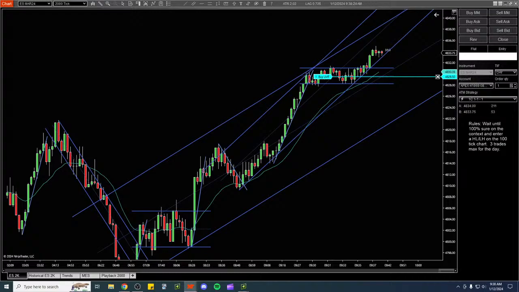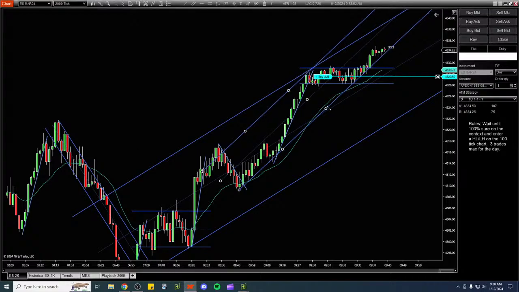Clearly we're congesting here. We're getting close to this trend line. I want to see a nice touch of it. Could be a little bit tighter. Maybe we've already touched it. Prices are looking pretty congested though. Let's see. Maybe it's a little bit tighter.